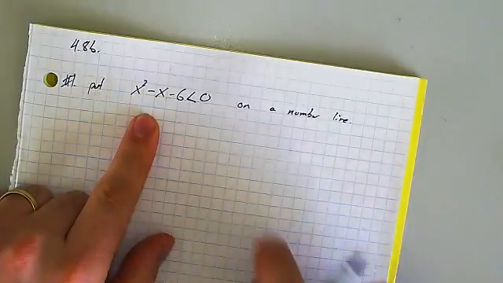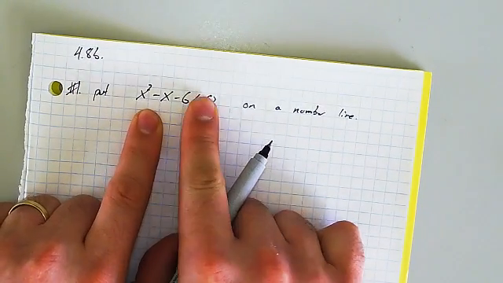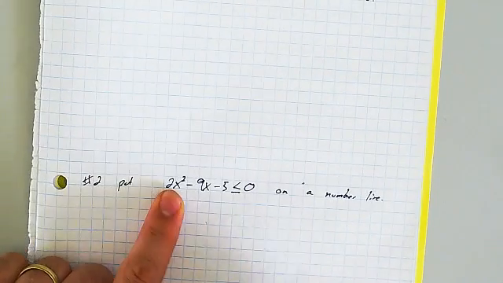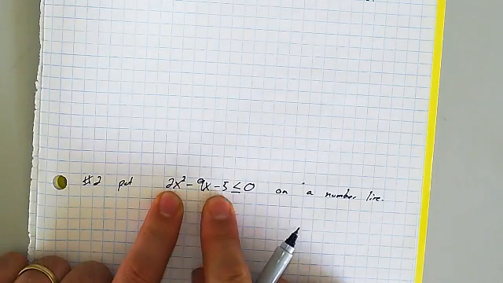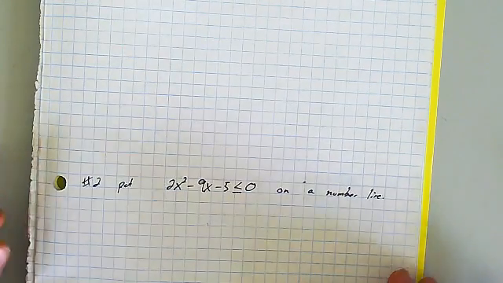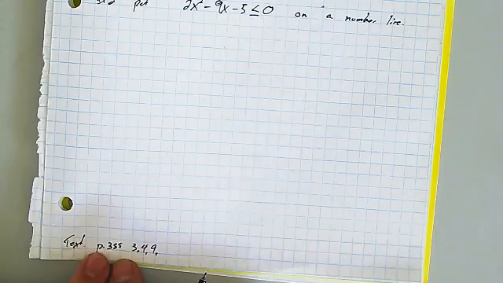The homework for this guy is just 2 questions. I want you to graph or put on the number line the following: x squared minus x minus 6 is less than 0, and 2x squared minus 9x minus 5 is less than or equal to 0. Please put both these on a number line.